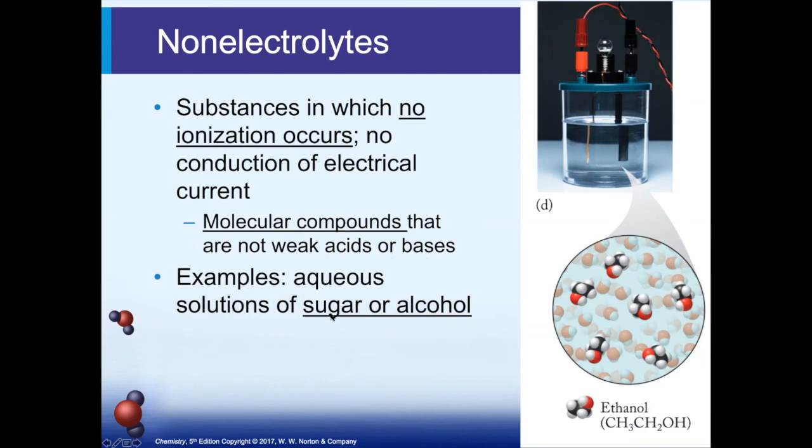Examples would be aqueous solutions of sugar or alcohol. The picture here shows an example of ethanol, alcohol. And here's the reaction that would occur. This is the formula for glucose, C6H12O6, sugar, like the sugar that's in your blood. If I put solid glucose into water and dissolve it, it just stays exactly the same. It doesn't create any ions at all, but now it's in the aqueous phase. It was in the solid phase, I dissolved it in water, now it's in the aqueous phase. But notice there are no ions produced.